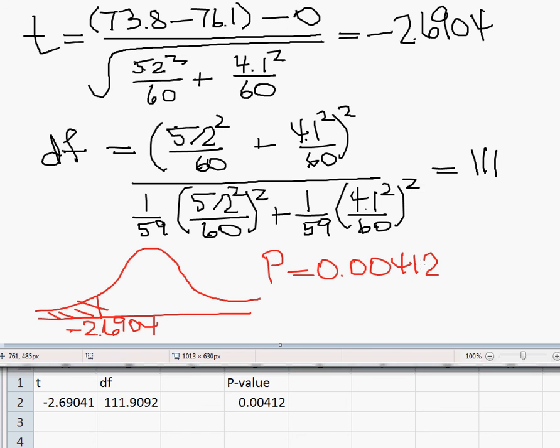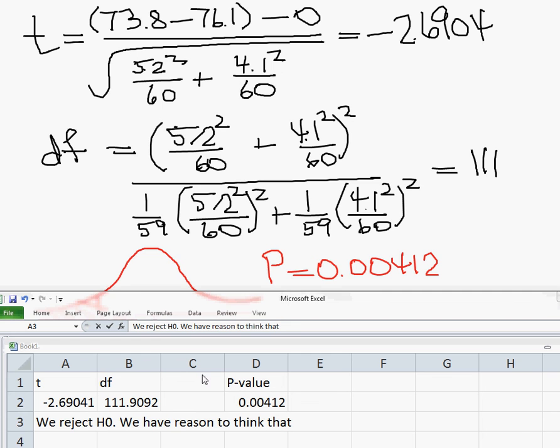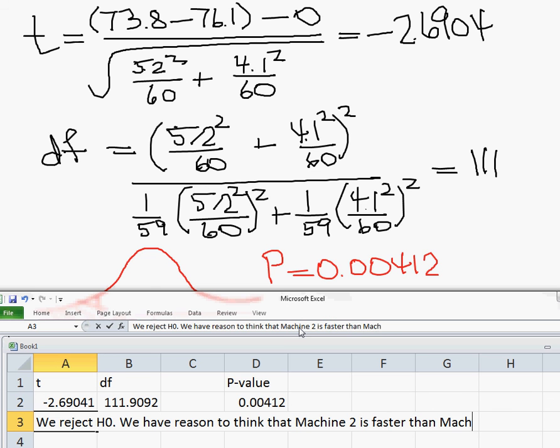That number is less than the value of alpha, and so our decision is that we reject the null hypothesis. We have reason to think that machine 2 is faster than machine 1.